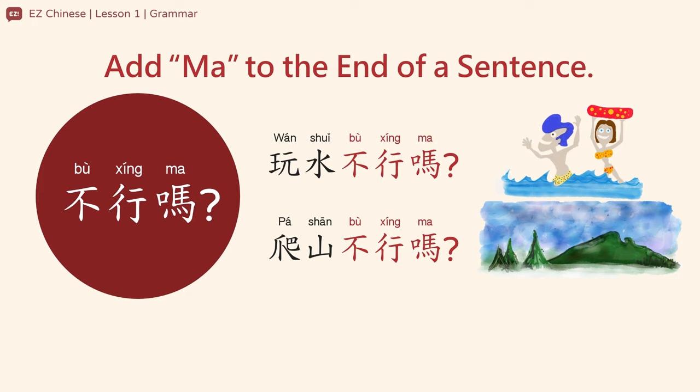玩水不行吗? 爬山不行吗? Let's practice using ma to ask for confirmation. 玩水 means to play in the water. 爬山 means to climb a mountain.